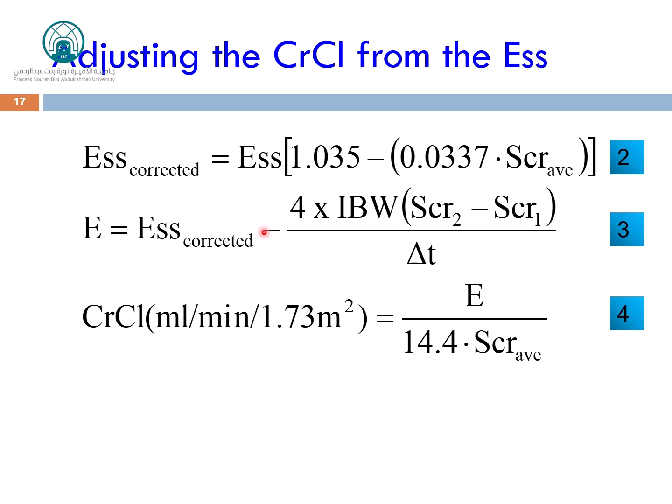And then you will put this value for E in equation 4, as you can see here, divided by 14.4 multiplied by the average serum creatinine, where the creatinine clearance will equal the E value divided by 14.4 multiplied by the average serum creatinine concentration. It will be calculated as milliliters per minute per 1.73 meters square.